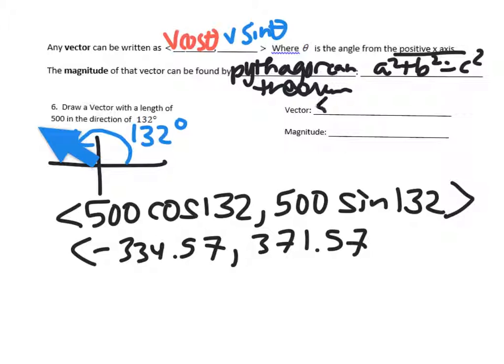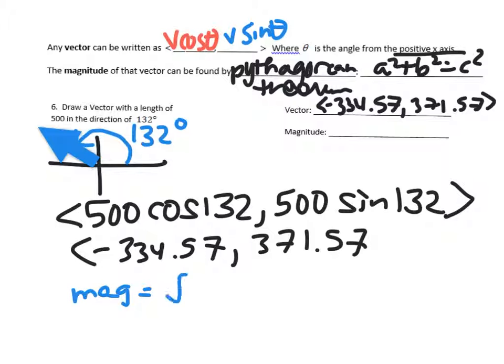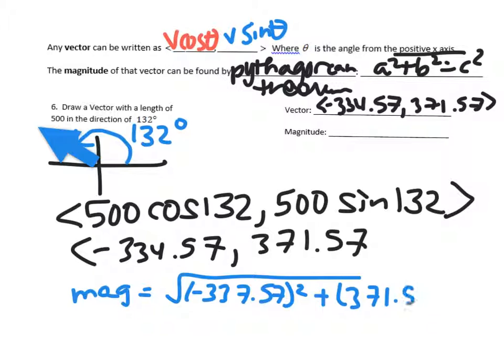I don't know if I'm going to be able to fit this in here. Negative 334.57, comma, 371.57. And then if I want to double check my magnitude, your magnitude equals the square root of your x squared plus your y squared. If you stick all that in the calculator, you will get 500. So even though I already told you the magnitude, you can tell that we did our math right.